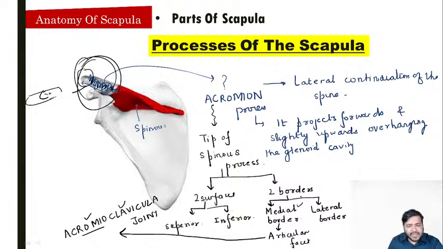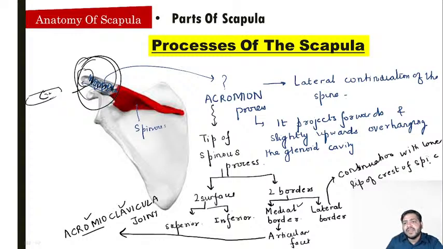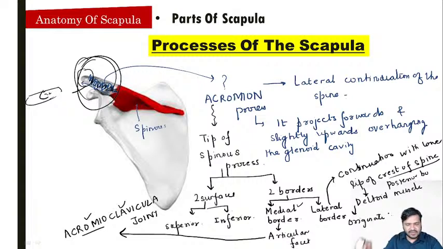Apart from that, remember that the lateral border is in continuation with the lower lip of the crest of the spine, also called the posterior border. It is just in continuation with the posterior border. And remember that on this you will see a muscle attachment, that is the deltoid muscle, guys. The deltoid muscle originates from here.